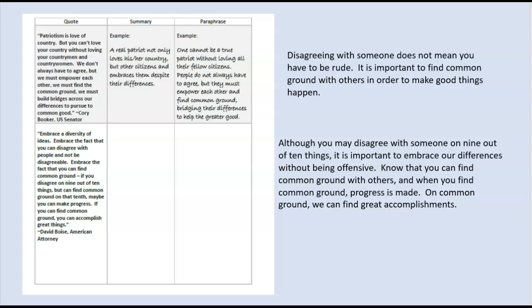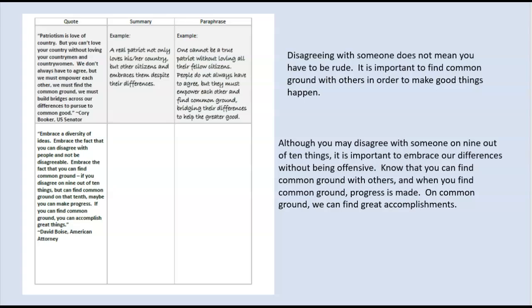Okay, so now you're going to do one on your own. We're going to summarize and paraphrase. The quote is, "Embrace a diversity of ideas. Embrace the fact that you can disagree with people and not be disagreeable. Embrace the fact that you can find common ground. If you disagree on 9 out of 10 things but can find common ground on that 10th, maybe you can make progress. If you can find common ground, you can accomplish great things."